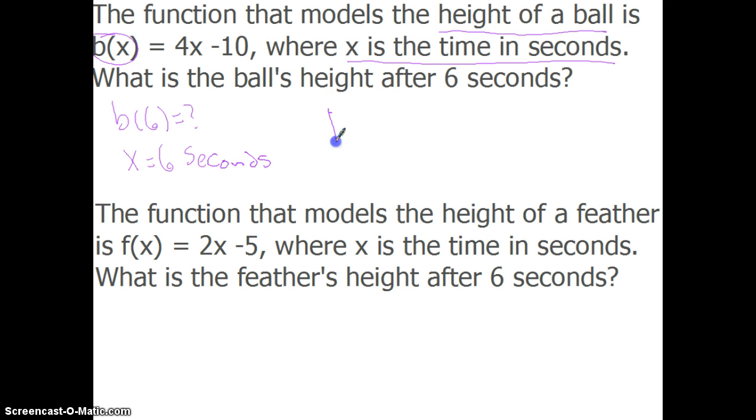What do you get? B of 6 is 4 times 6. Let me go slowly so that you can see that I'm replacing the x with the number 6. I'm going to take this x, and when I say replace, I mean take what used to be there, get rid of it, and replace it with something new. In this case, I'm replacing it with the value of 6. So that's 4 times 6 is 24 minus 10. So I'm just doing order of operations now. 4 times 6 is 24, and 24 minus 10 is 14.